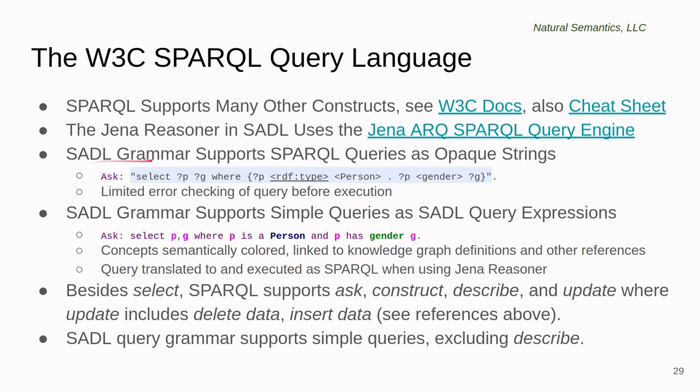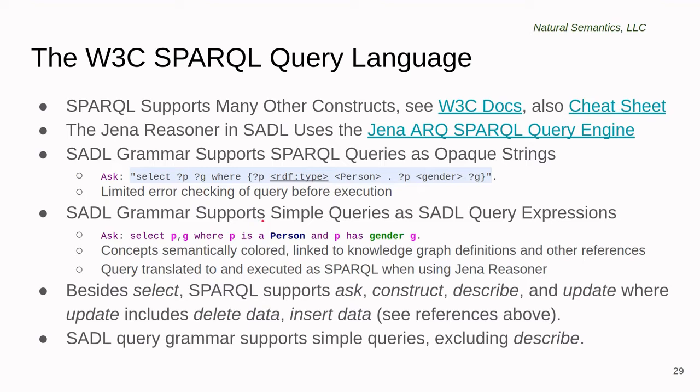Note also that the SADL grammar supports SPARQL queries as opaque strings. So I can say ask, colon, that's a keyword construct in the controlled English, and then inside of quotes, I can put a SPARQL query. In this case, there is limited error checking of the query before the execution. So it's largely an opaque string. We do some error checking, and the parser will do runtime error checking, but there's not complete error checking.